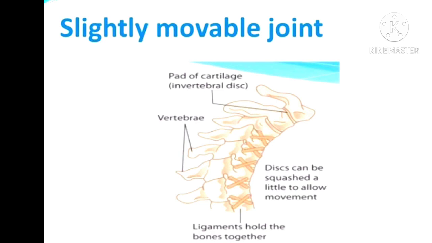Now the next is the slightly movable joint. We are seeing this one. This is a pad of cartilage between the vertebrae. We can show a little bit of slight movement. It means the example of the slightly movable joint is the backbone.